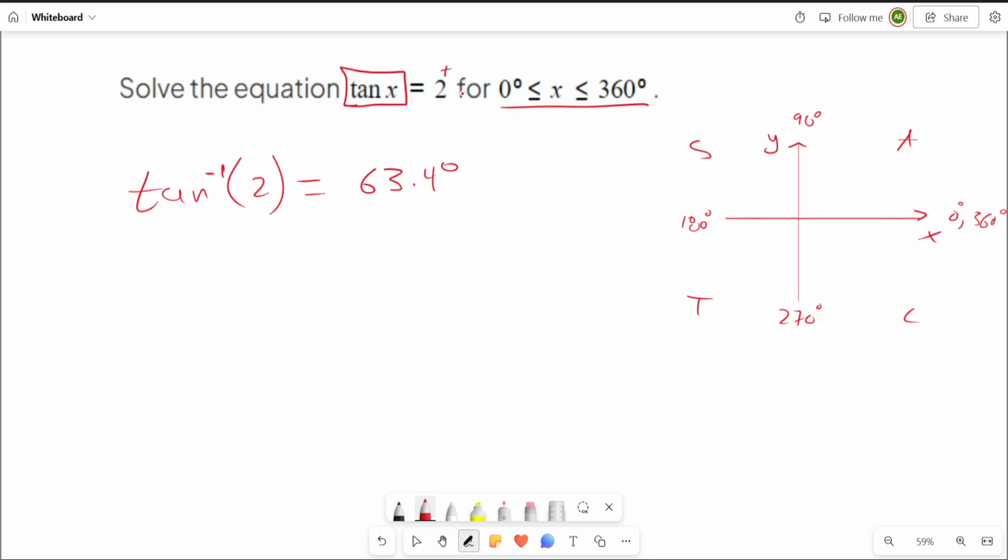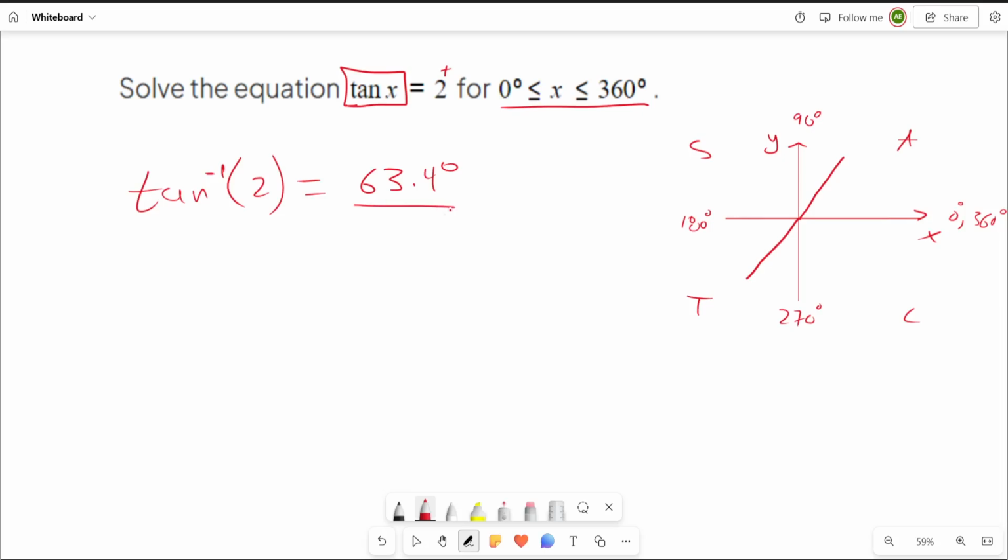So I want tan of an angle to give me a positive answer. So at the end, I will want my tan to give me positive. So I will draw my lines in the quadrants where tan is positive. So I know that tan is going to be positive in the all quadrant. Let's draw it like this. And it's going to be positive in the tan quadrant as well. So these are my two lines.